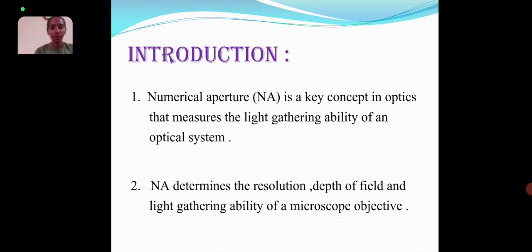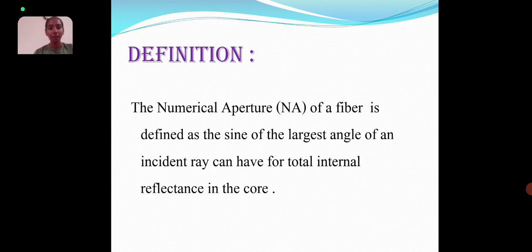Now let's look into the definition of numerical aperture. The numerical aperture, expressed as NA as told before, of a fiber is defined as the sine of the largest angle an incident ray can have for total internal reflection in the core.